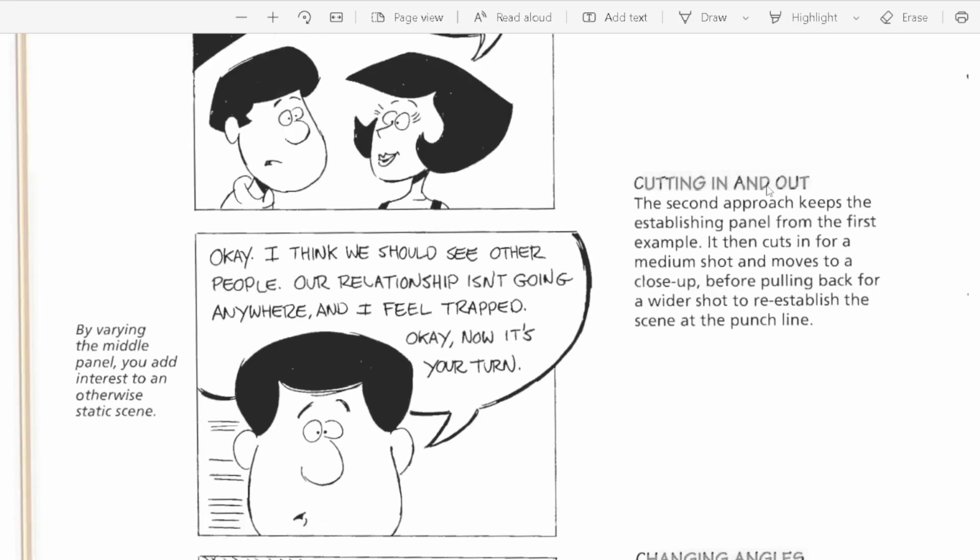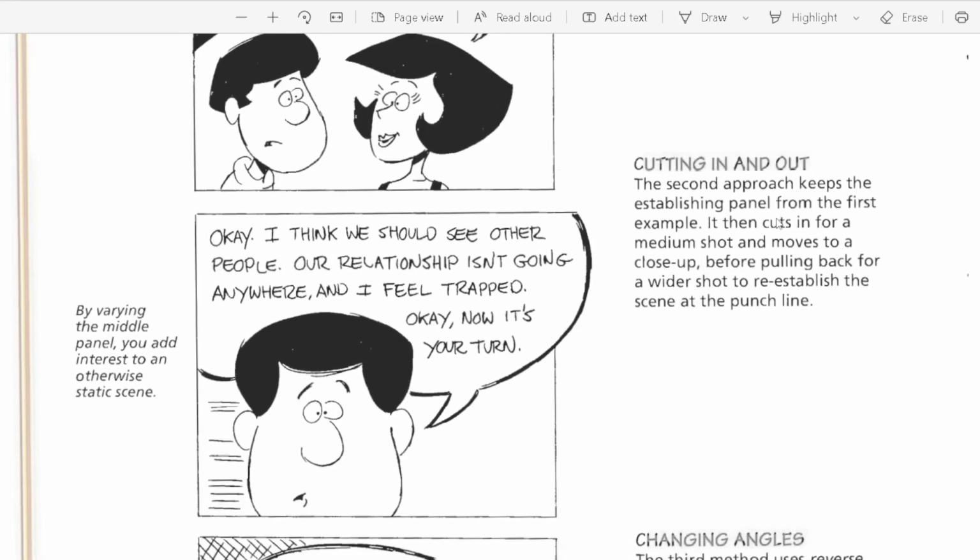Cutting in and out. The second approach keeps the stabilizing panels from the first example. It then cuts in for a medium shot and moves to a close-up before pulling back for a wide shot to re-stabilize the scene at the punchline.